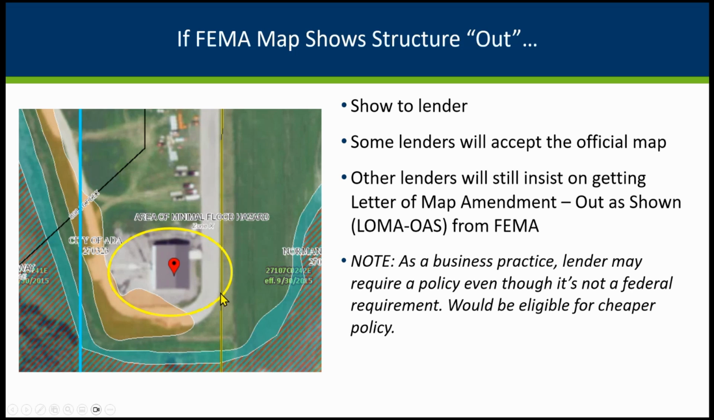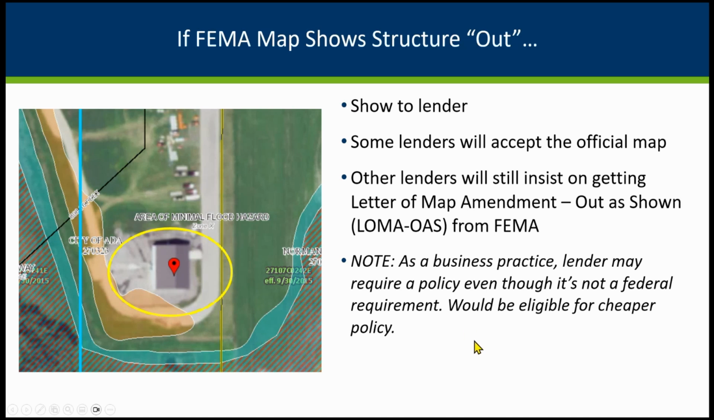If they don't accept it, if they say, well, I want something from FEMA, then you apply to FEMA for a LOMA, but you don't have to submit any survey information. You just work with the map. And in this example, the building is out. It's near the 500 year, but the mandatory flood insurance only applies to the A zone, to the 100-year zone.